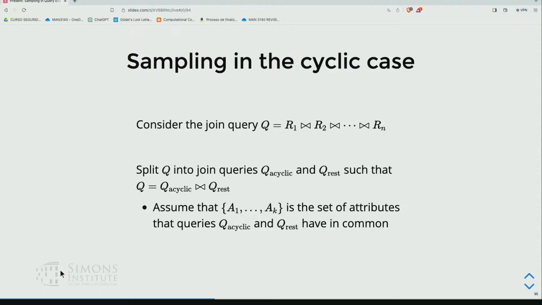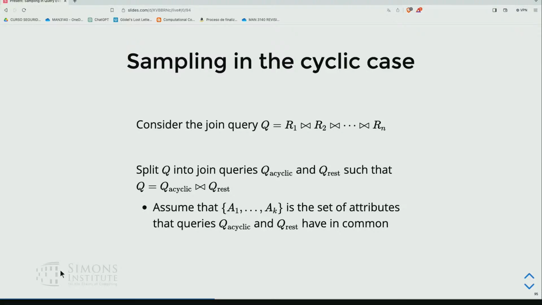And what you are going to do is use the algorithm for acyclic queries here. And here, you're going to use an exhaustive algorithm, right? You are going to do counting, actually, right? So you have to really solve this query. If you do that, you can do sampling.